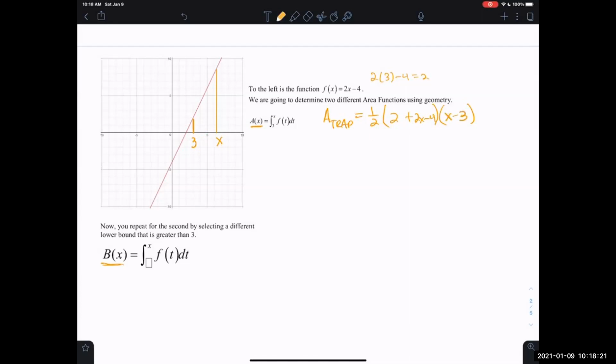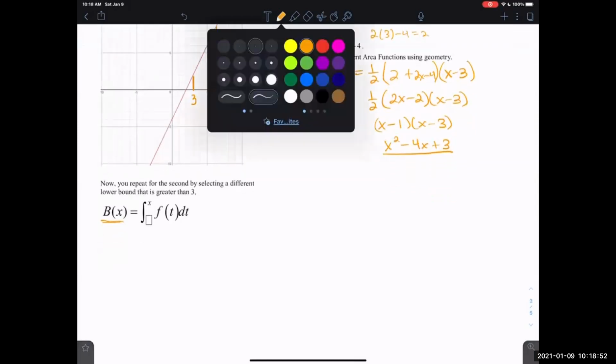Okay, so just have some algebra to do now. So I'll distribute that half through there. Okay, and that is my area when my starting value or my lower bound is a 3 on my function 2x minus 4.